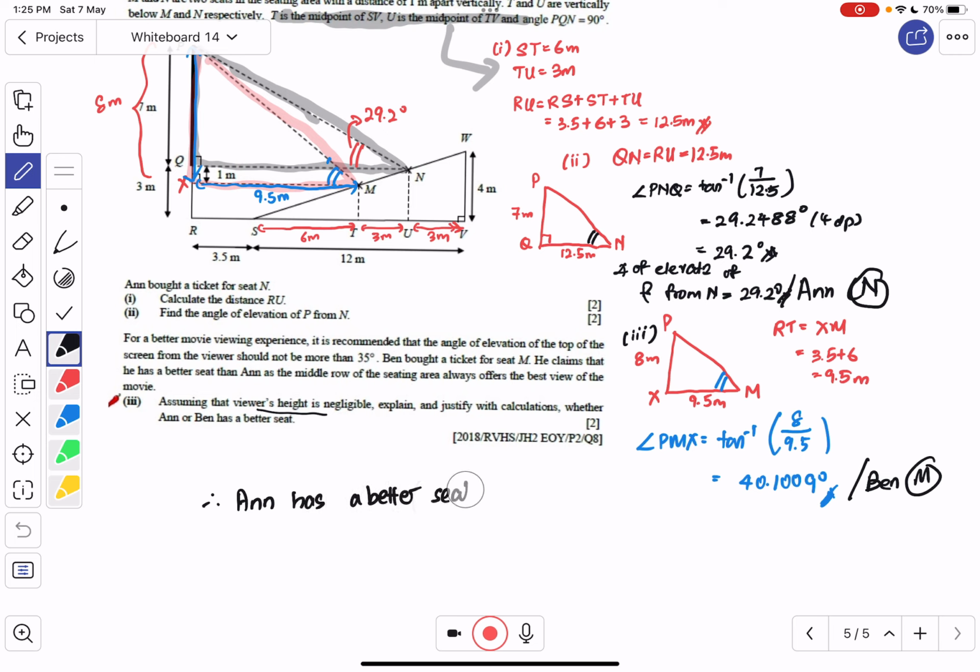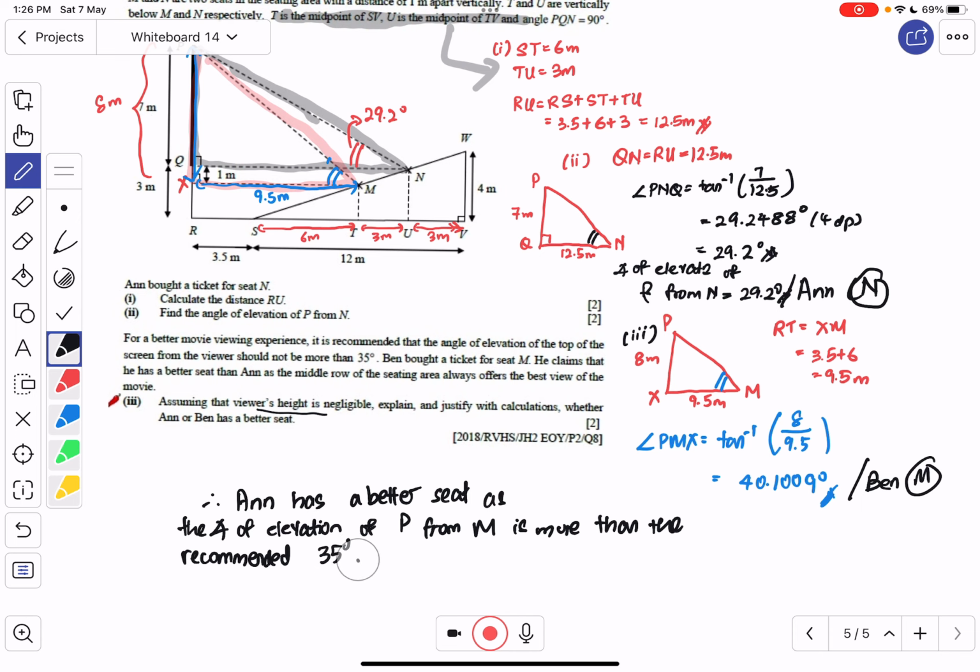The reason is that from where Ben is, the angle of elevation of P from M is more than the recommended 35 degrees.